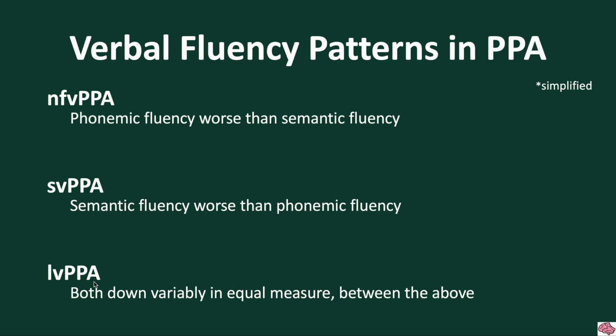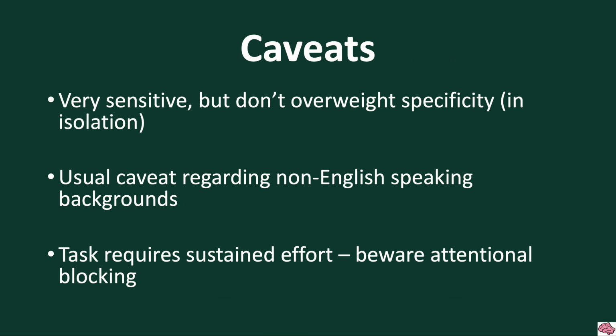Lastly, in logopenic variant primary progressive aphasia, both phonemic and semantic fluency are down, although neither quite as bad as the worst counterparts of non-fluent variant and semantic variant, and they're somewhere between the above. We will, of course, have some more dedicated videos on primary progressive aphasia more comprehensively at another time, but I thought I'd just introduce that idea briefly.